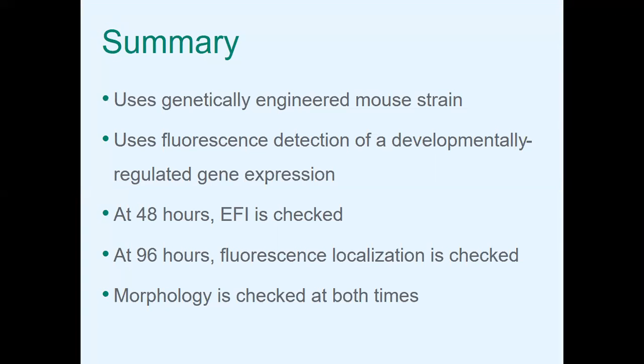Here is a summary about MEGA. We use a genetically engineered mouse strain and fluorescent detection of a developmentally regulated gene expression. At 48 hours, EFI, which stands for early fluorescence intensity, is checked. At 96 hours, fluorescence localization is checked. And by all means, morphology is checked at both times.